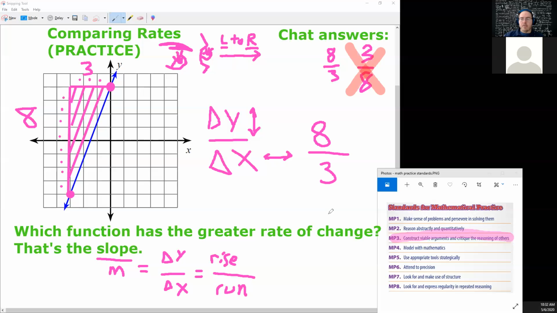So if you were given a graph, what you do is you find two locations. Now this one was a little more difficult because we actually had to find the two spots that perfectly go over coordinates, but we did. And then you count the rise over run, and that's how you get the slope for that function. So if you had to compare this to something else, that is how you acquire its rate.